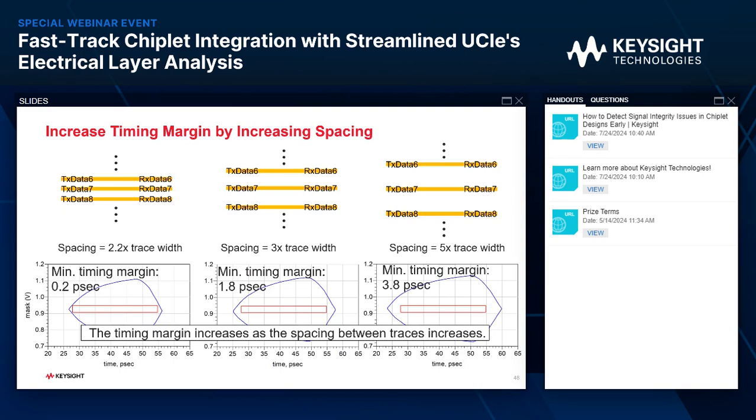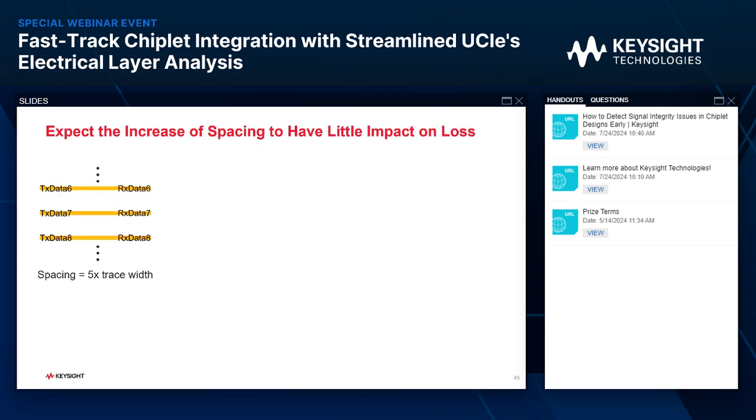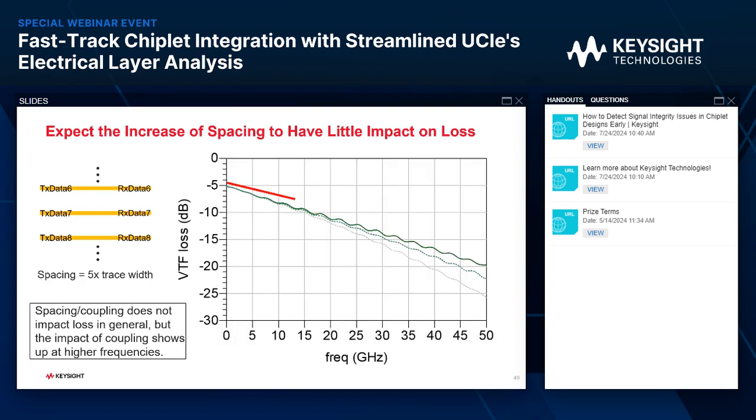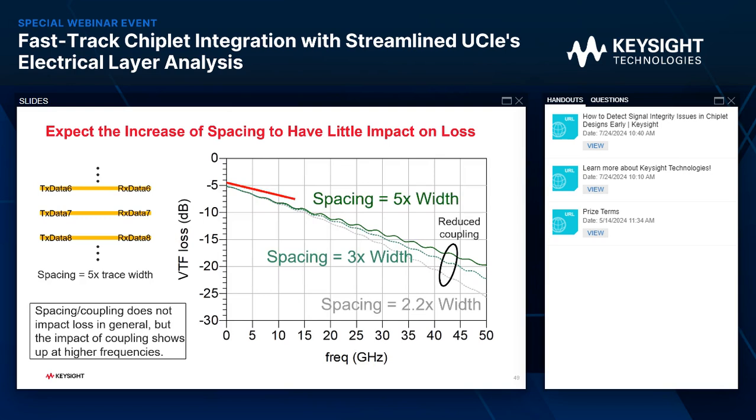We would expect the increase of spacing to have little to no impact on loss, because loss depends on length and not the spacing. However, we should expect that at high frequencies, the coupling introduced and reduced would have some impact. So here is the VTF loss plot. As we see the spacing go from 2.2, 3 to 5, we don't see drastic change on the loss, but we do see the reduction of coupling at higher frequencies.